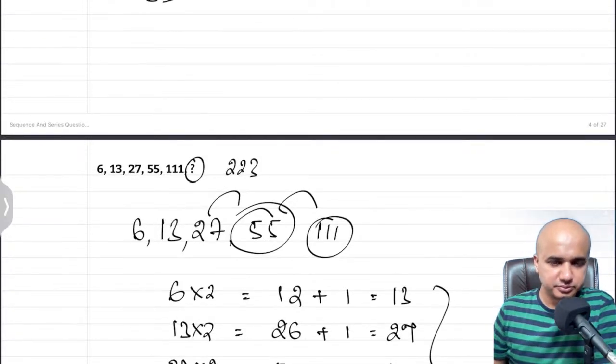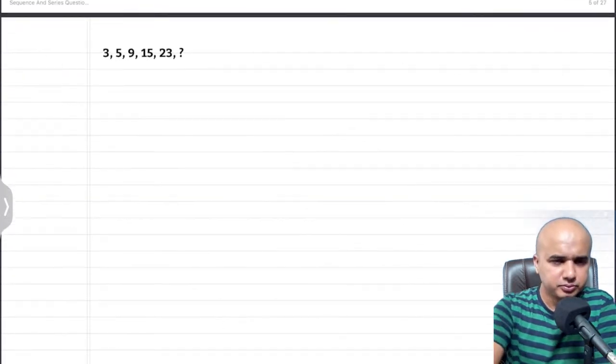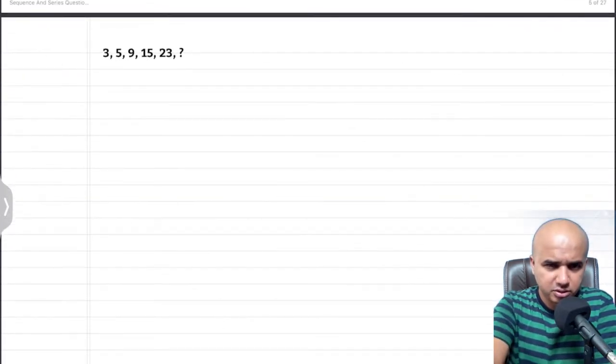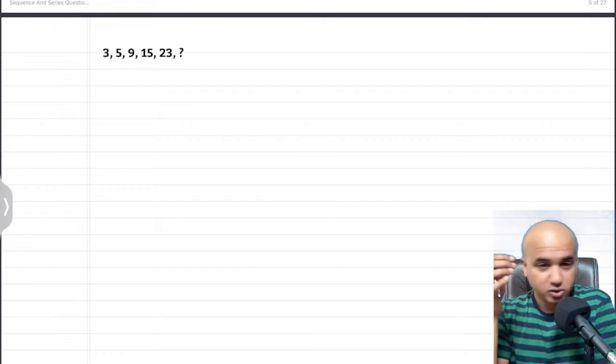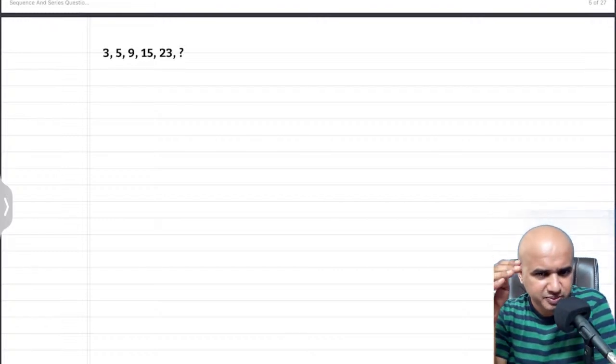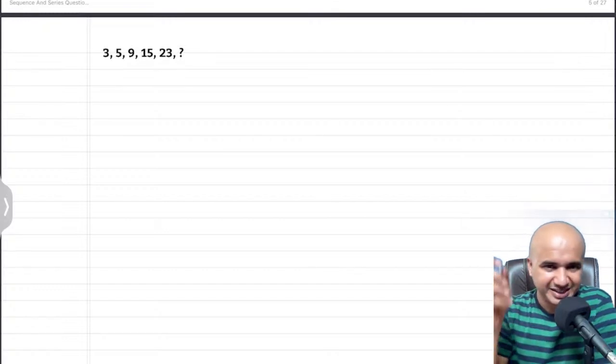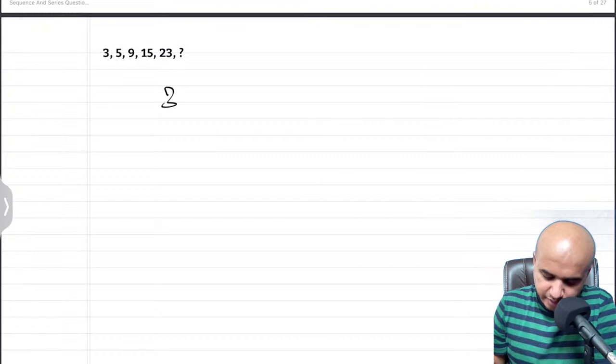Moving on. So we have 3, 5, 9, 15 and 23. So here there is no sudden jump as such. All that we need to do is identify. Most likely this involves addition, because we don't see a sudden increase in the numbers, no? So 3, 5, 9, 15 and 23.